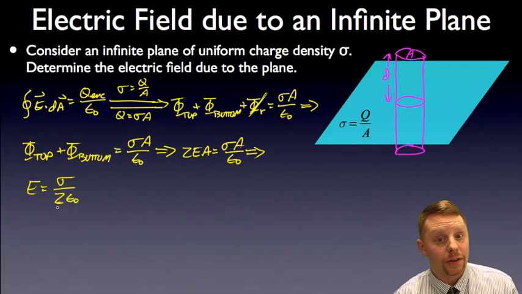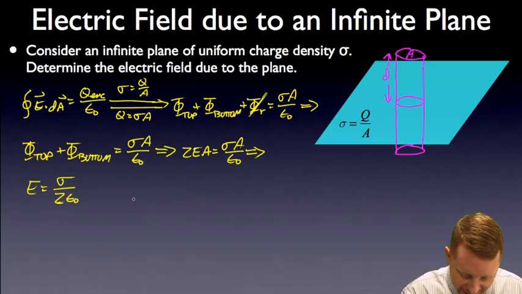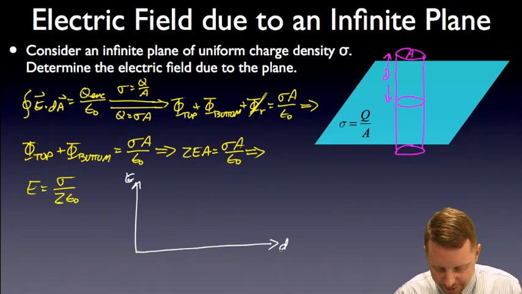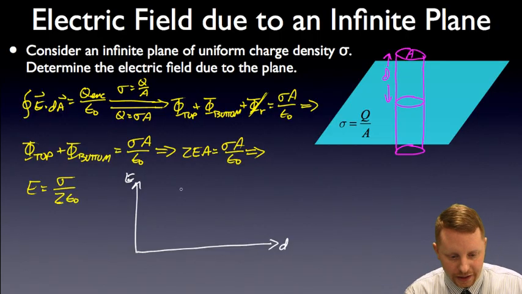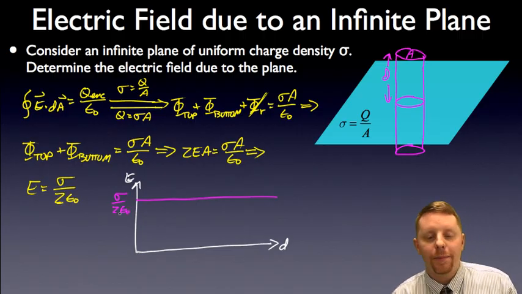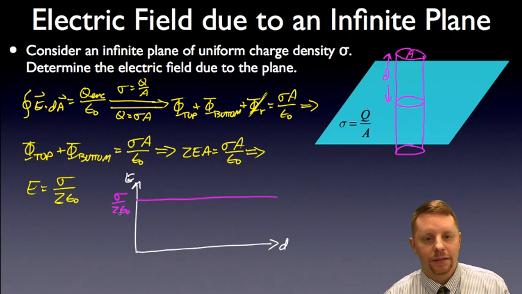That should sound pretty familiar if you look at some of our work from the continuous charge distributions in our previous videos. And if we wanted to make a graph of that, here's our electric field, here's our distance from that infinite plane. We would have a nice constant sigma over 2 epsilon naught. No dependence whatsoever on the distance from the plane. Same thing we saw previously. That's good. We like when things are consistent.